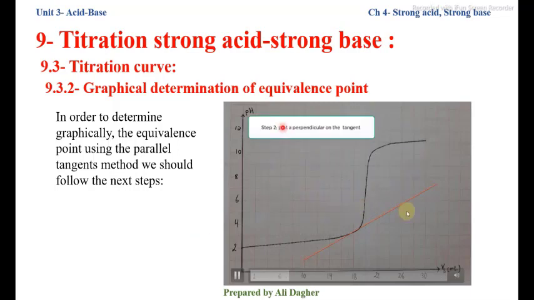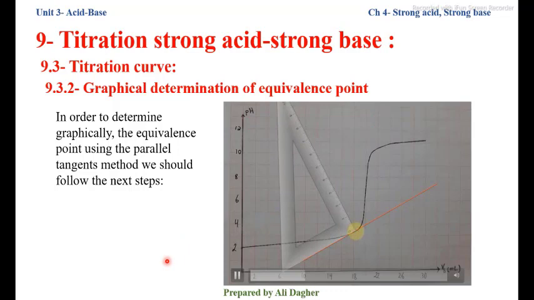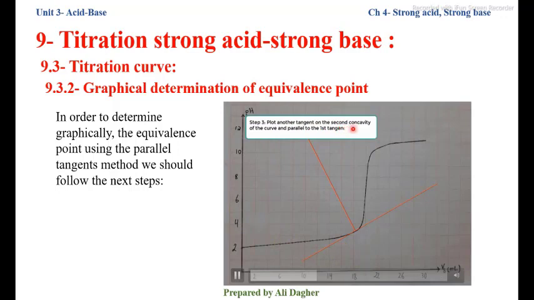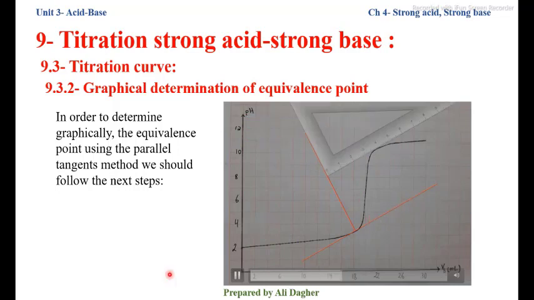Step 2, plot a perpendicular on the tangent. On this tangent, we will plot a perpendicular. Here we plot the perpendicular on the tangent. Step 3, plot another tangent on the second concavity of the curve and parallel to the first tangent. And we draw a perpendicular on the perpendicular, a tangent on the second concavity such that this tangent is parallel to the first tangent. We have two parallel tangents on the curve.